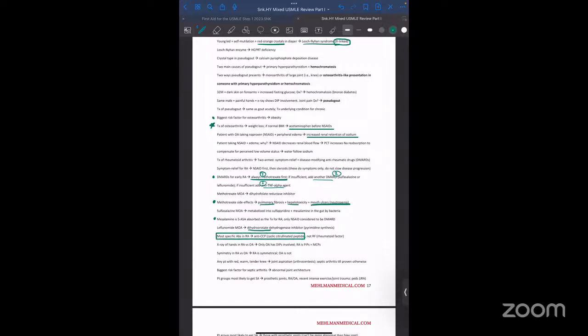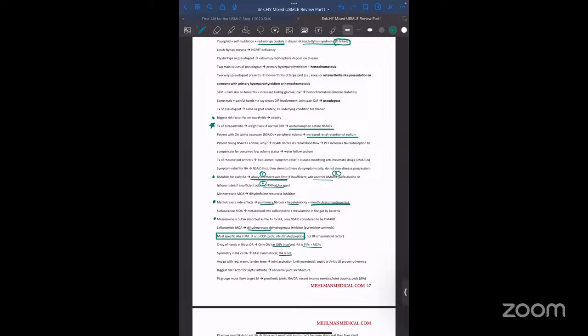X-ray of hands in RA versus OA. Only osteoarthritis has DIPs involved. So osteoarthritis is distal. RA is PIP plus MCP. Symmetry in RA versus OA. Rheumatoid is symmetrical, which makes sense because it's an autoimmune pathology. It's going to be all over the place, I mean, both sides. OA is asymmetric.